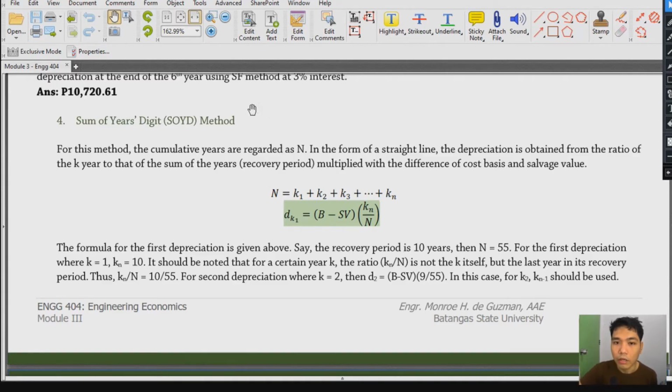For example, let's say the useful life is 10 years. So therefore, your n would be equal to 1 plus 2 plus 3 plus 4 up until plus 10. What if your useful life, or let's say useful period, is 50 years? So that's 1 plus 2 plus 3 up until 50. Okay, so that means that this is your n.